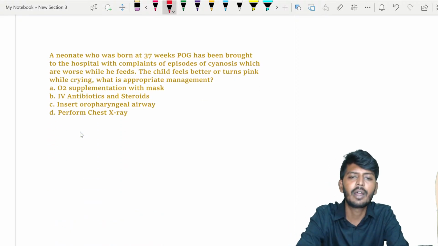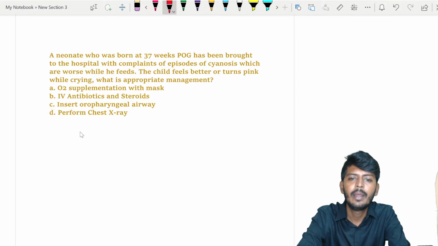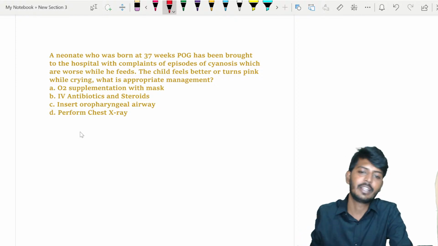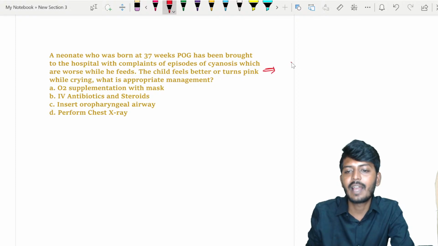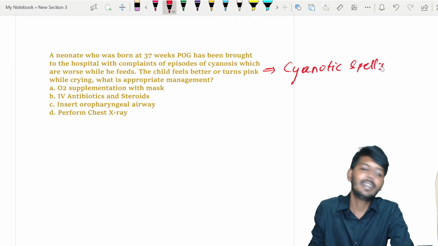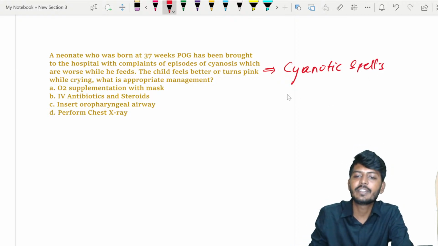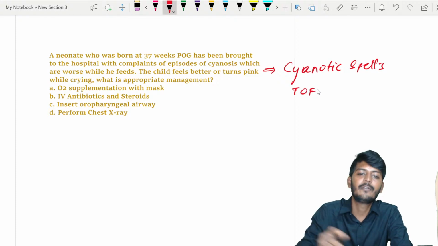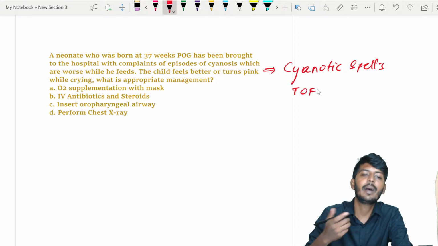A neonate who was born at 36 weeks of gestation has been brought to the hospital with complaints of episodes of cyanosis which are worst while he feeds, and the child feels better and turns pink while he is crying. What is the appropriate management? So this is a case of cyanotic spells. Cyanotic spells are seen with tetralogy of Fallot. So what will be the appropriate management?